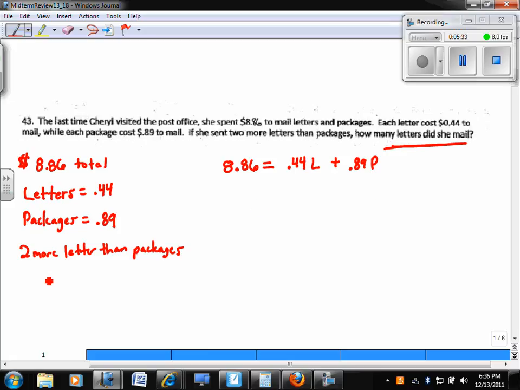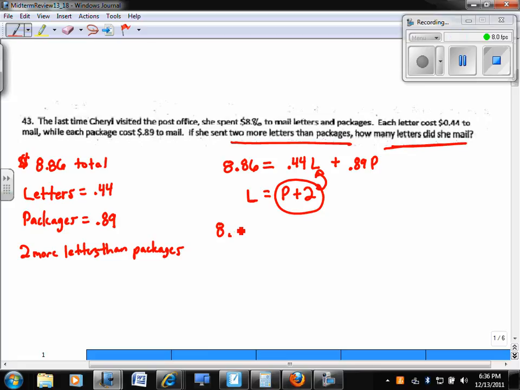We could say that she sent two more letters than packages. So we would have letters is equal to packages plus 2. Letters is equal to packages plus 2, because she sent two more letters than packages. We called this substitution earlier. We've done this before. We know that this L is P plus 2. So in place of L, we're just going to put in P plus 2.